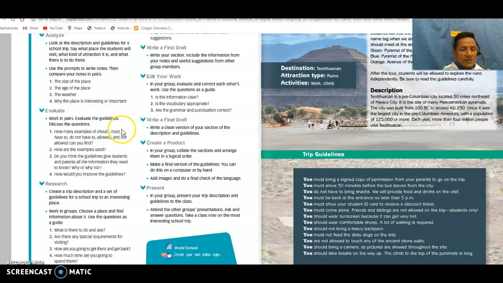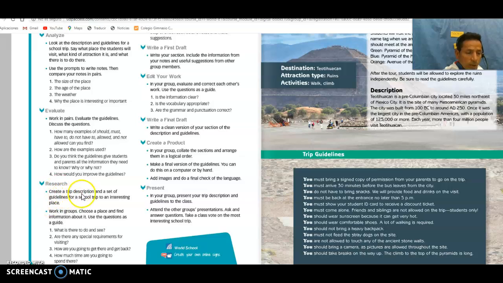Like debes here, you must show the passport. You must be careful with the animals and so on. You have to, another kind of obligation. And allowed to, permitir, what you are allowed to do somewhere, and what is not allowed. And how are these examples and so on?